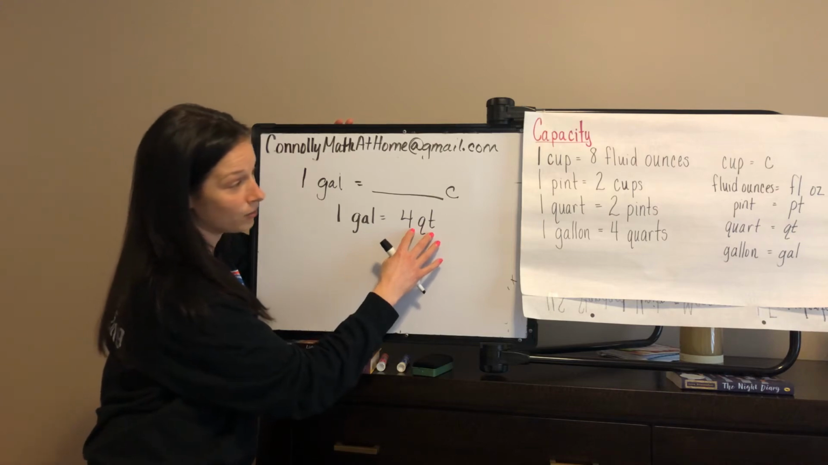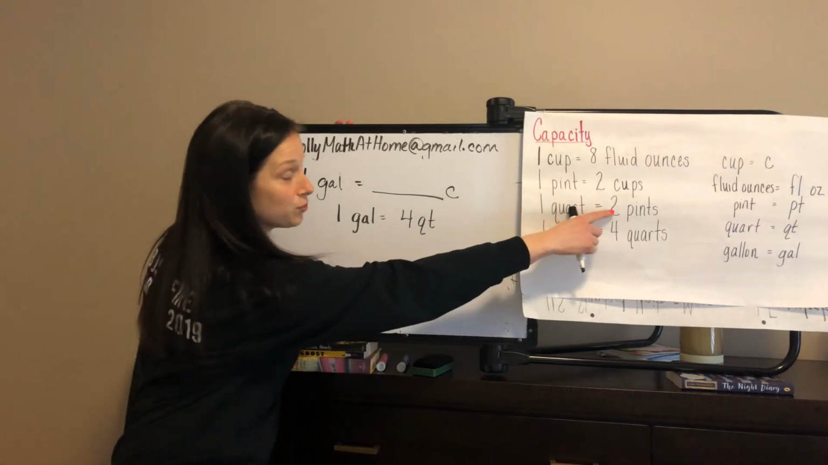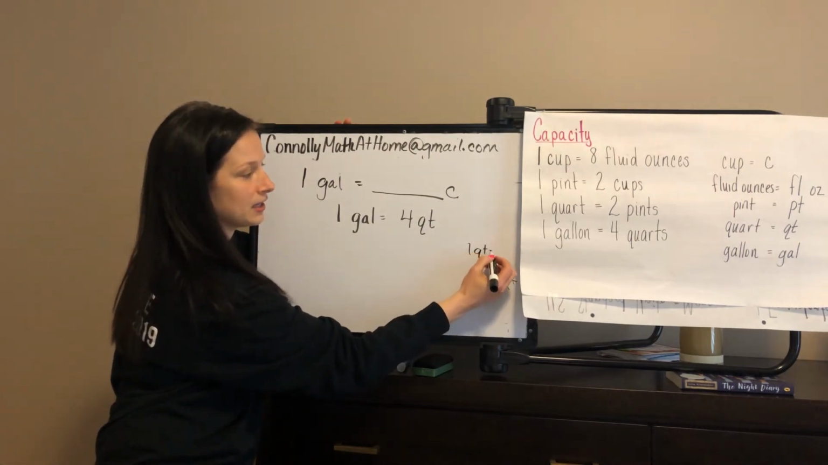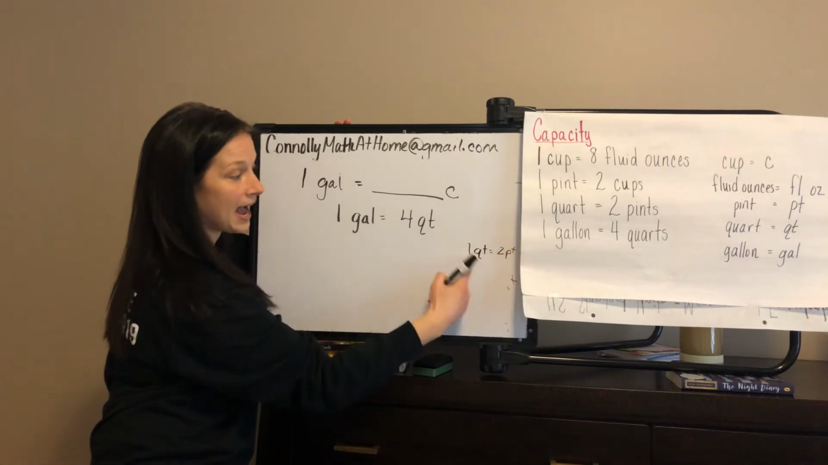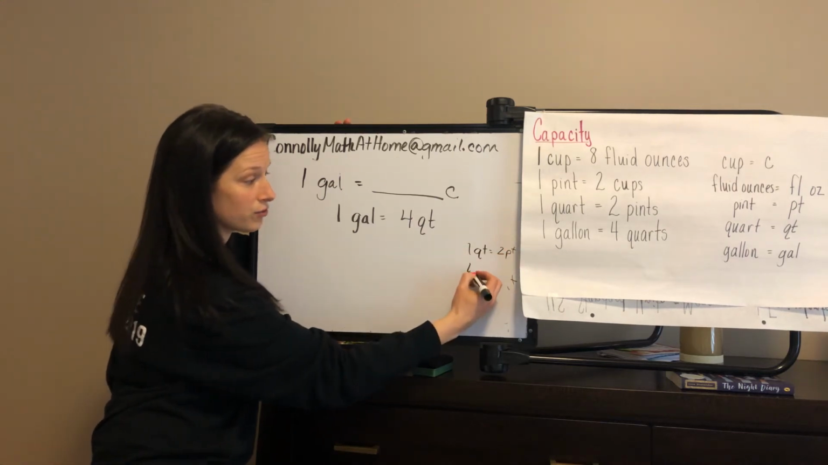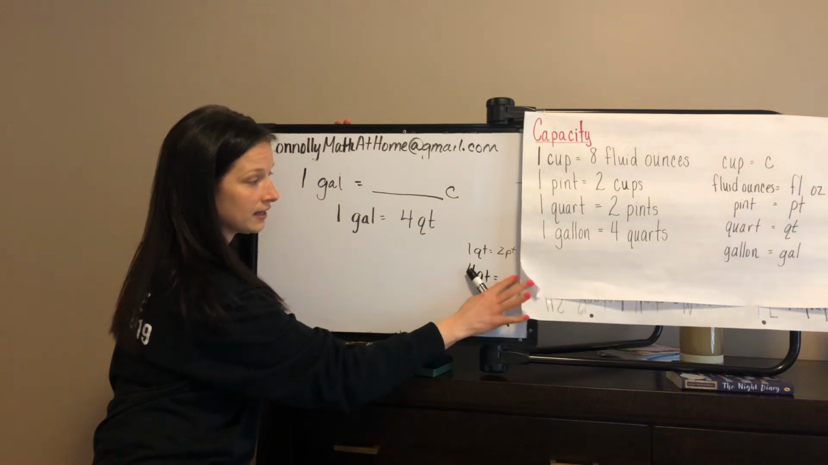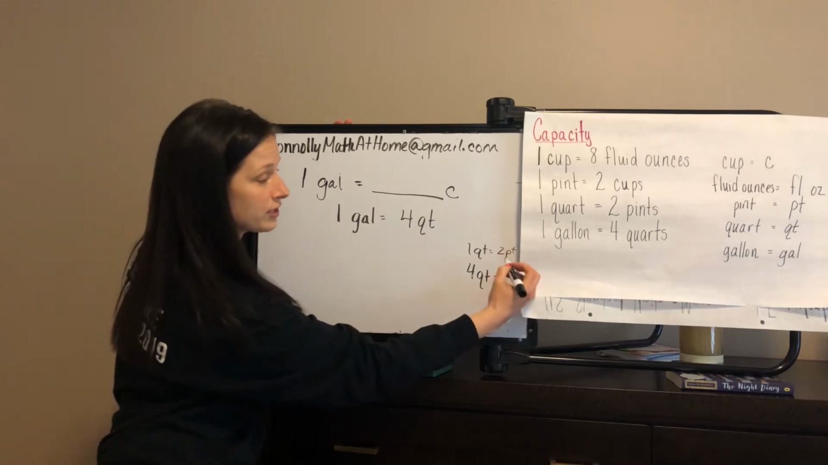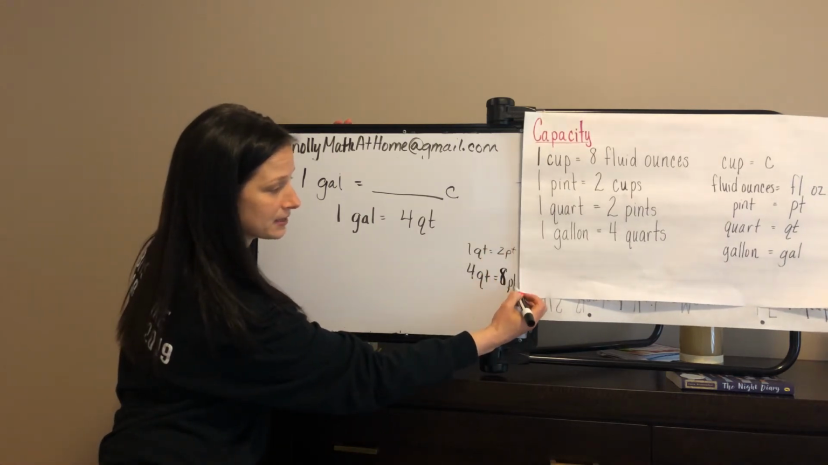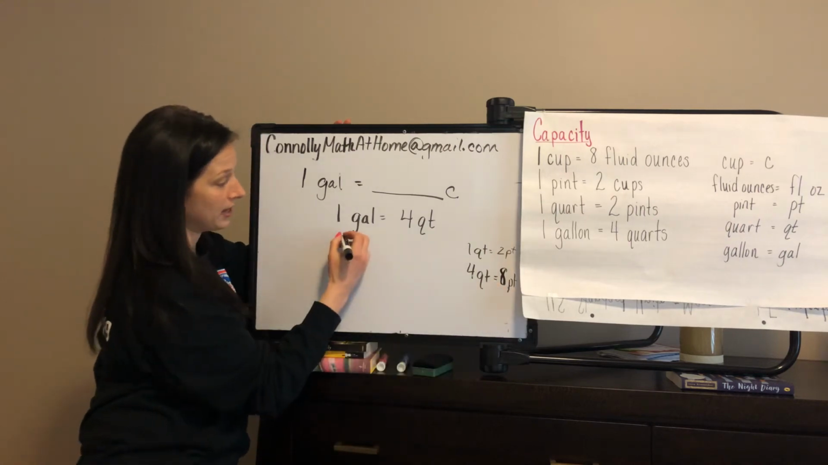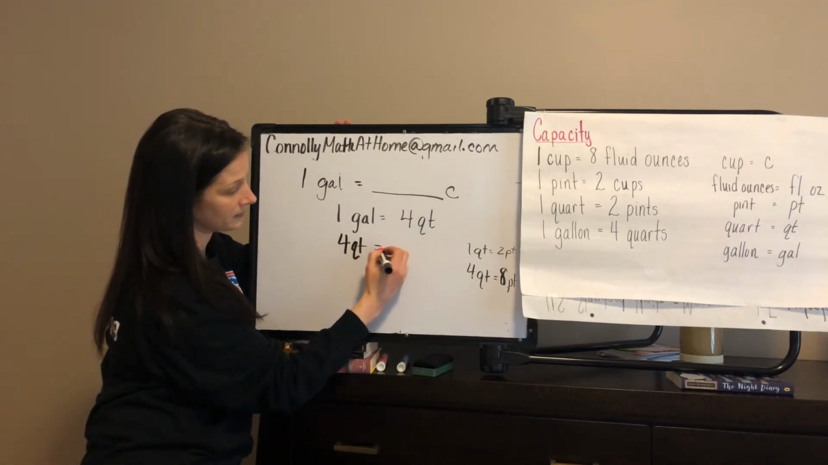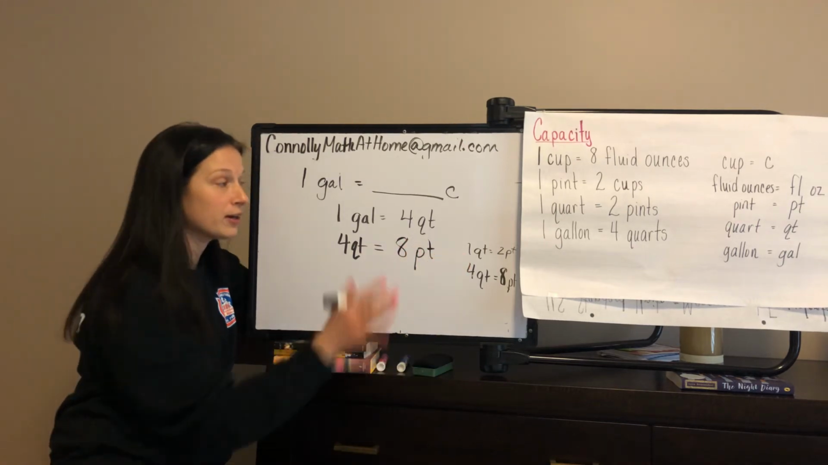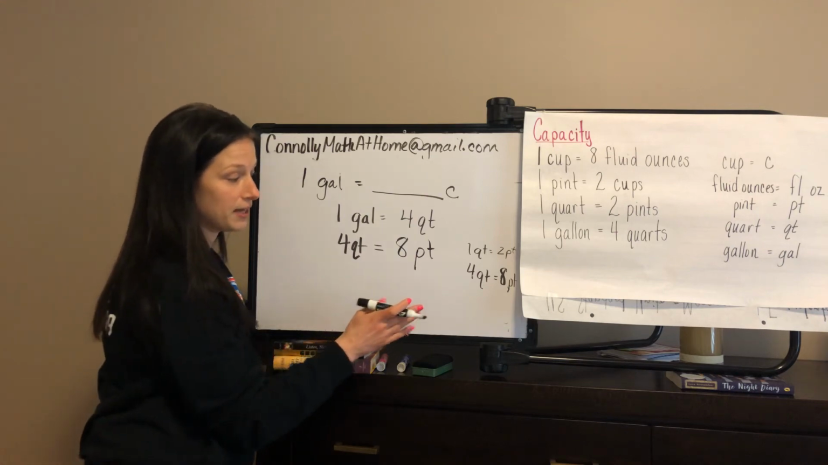Okay, so now I know if I have 1 quart, I have 2 pints. So 1 quart, let's do it over here, keep it consistent, equals 2 pints. I have 4 quarts. So 4 quarts is the same as 4 groups of 2 pints. So 4 times 2 is 8 pints. So I have 8 pints. So if I have 4 quarts, that's the same as 8 pints. Keeping track of my work, going down the page, making sure everything makes sense.